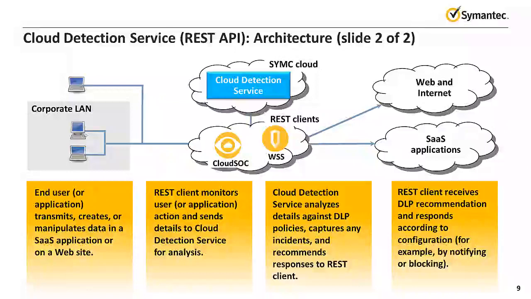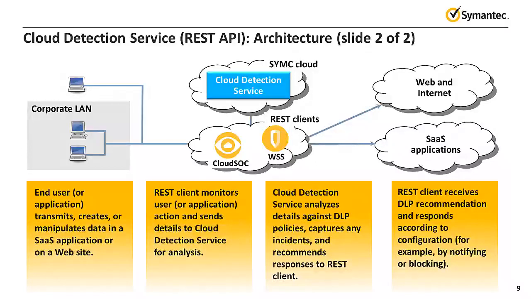This figure demonstrates how user actions, such as transmitting, creating, or manipulating data in a SaaS application or on a website, as well as some application actions, are monitored by the supported services. The supported services send details of these actions to Cloud Detection Service, which analyzes them against DLP policies, captures incidents, and then returns response actions to the REST clients.